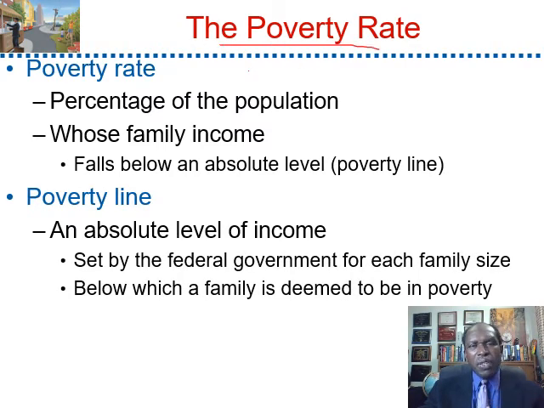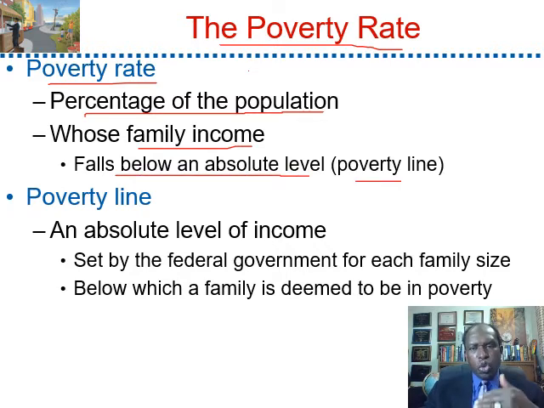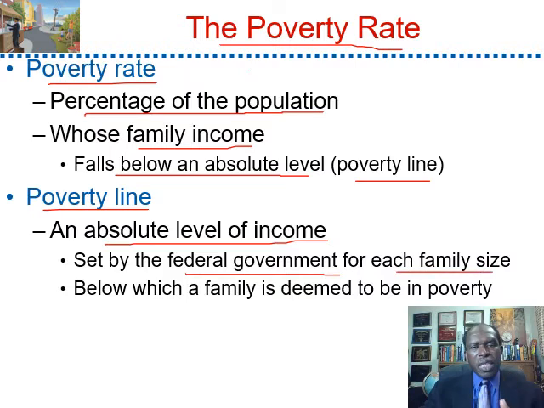So what is the poverty rate? The poverty rate is defined as the percentage of the population whose family income falls below an absolute level, called the poverty line. The poverty line is an absolute level of income set by the federal government for each family size, below which a family is deemed to be in poverty.